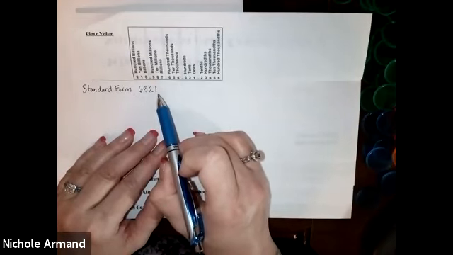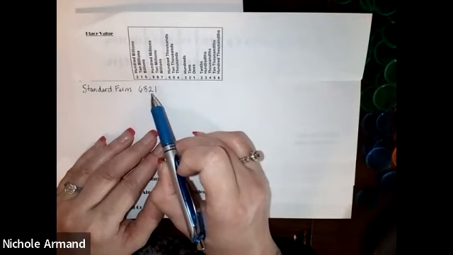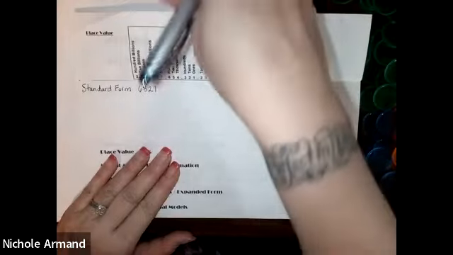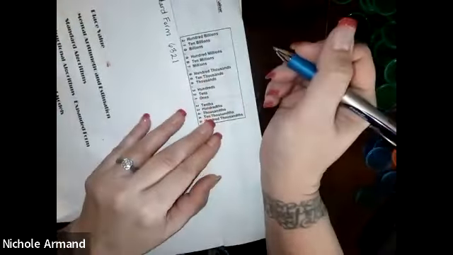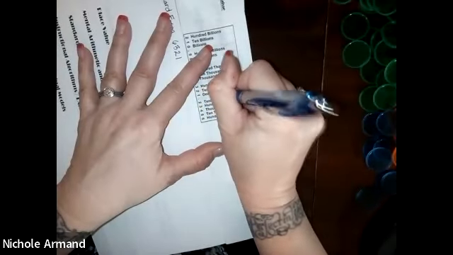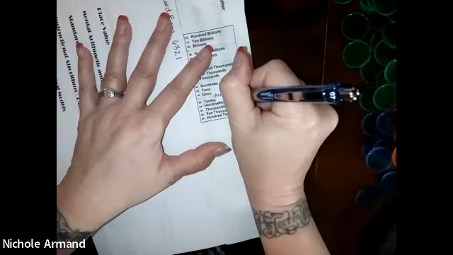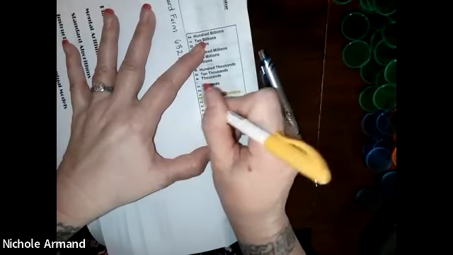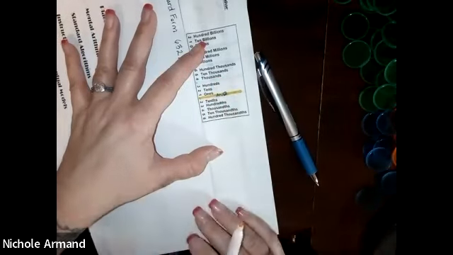6,321. Oh, and I said the word "and." Bad teacher. Okay, we're only going to use the word "and" whenever we see the decimal place right here. So don't do what I just did and never use the word "and" unless it's a decimal place.